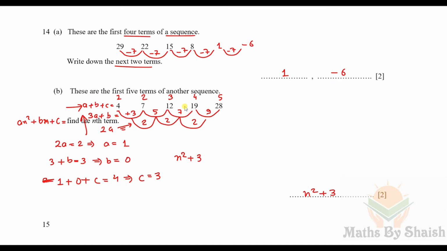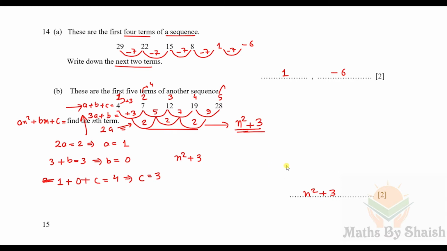Otherwise also we can check by taking this: the common difference is coming at second level, so it means this nth term would contain n square, and we'll put n as 1, so 1 square is 1 plus 3 will give 4. 2 square is 4 plus 3 is 7. So from here also we can check for all. 5 square is 25 plus 3 is 28. It means the nth term is n square plus 3. These are the two ways to find out. I hope it is clear.